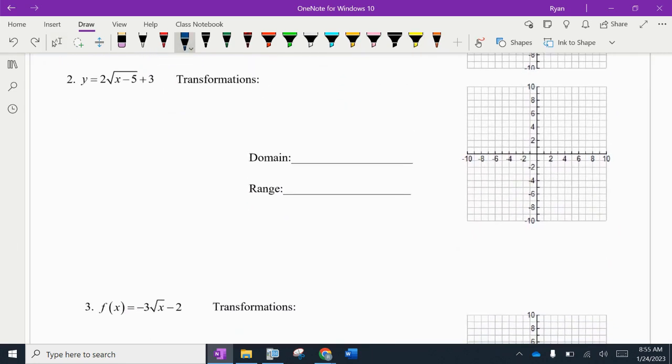Number 2. Number 2 has a little bit more involved because of the number in front of the square root. So transformations. What is this x minus 5 going to do? Notice it's underneath the square root sign. Its location is significant. So what is this x minus 5 going to do? What do we think?